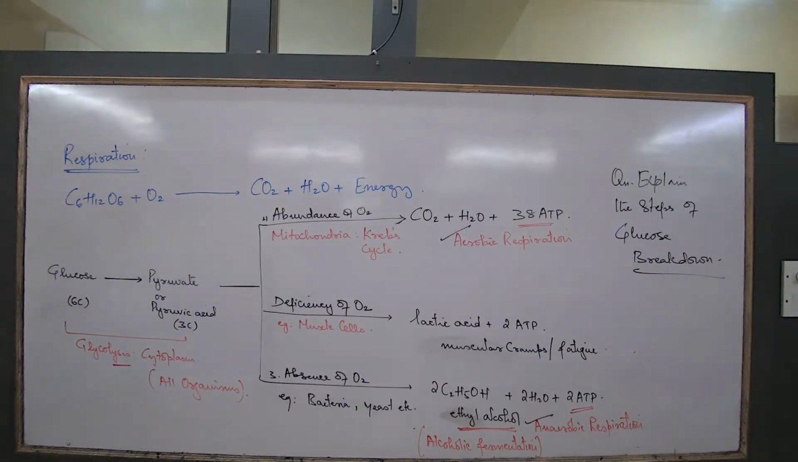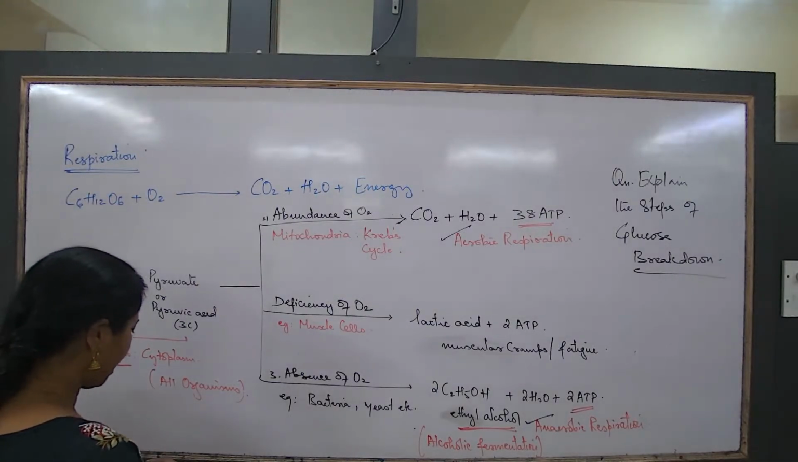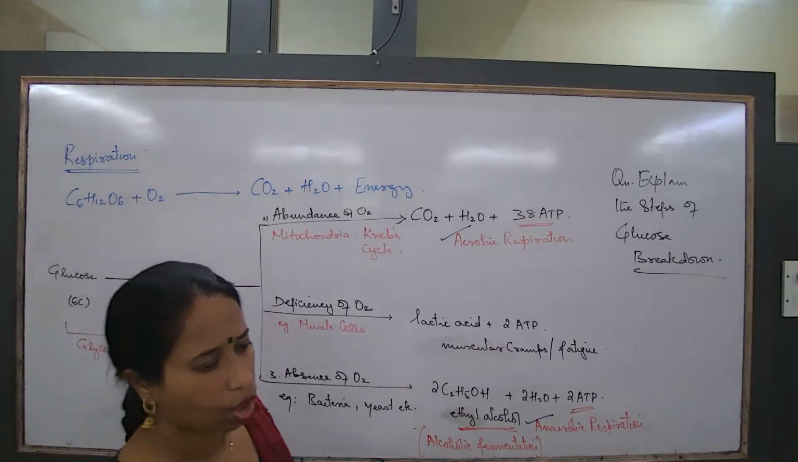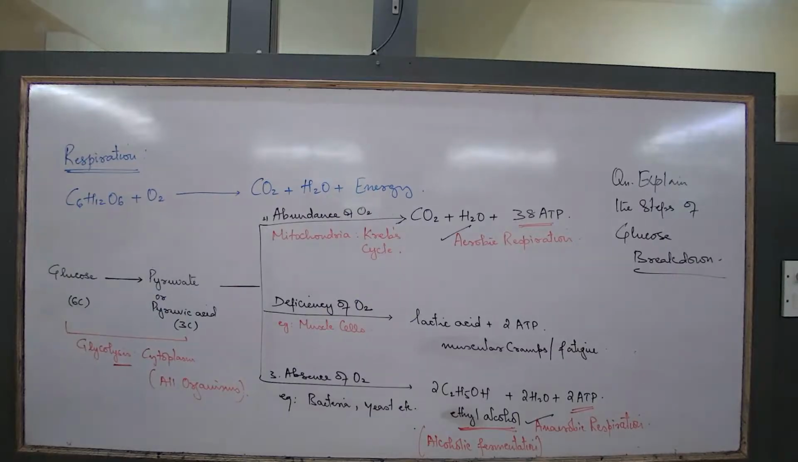Third, one more point we'll have to write. Aerobic takes place in cells having a large number of mitochondria. Example, plant and animal cells.